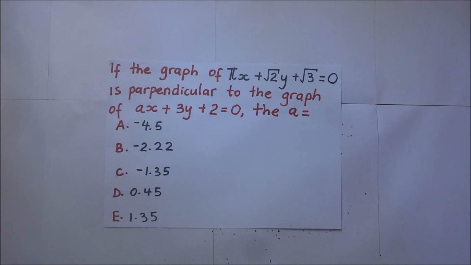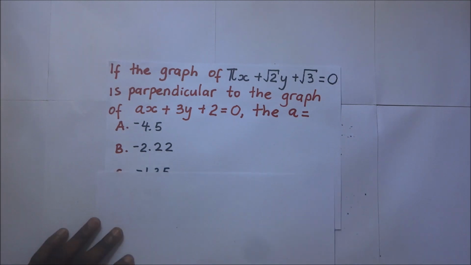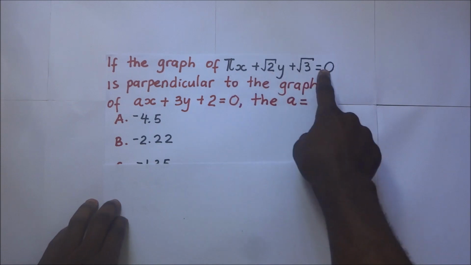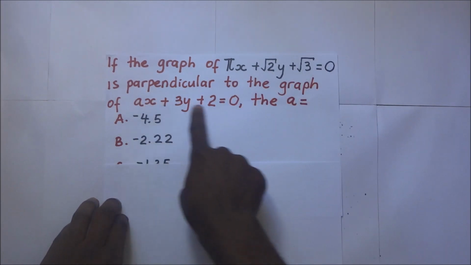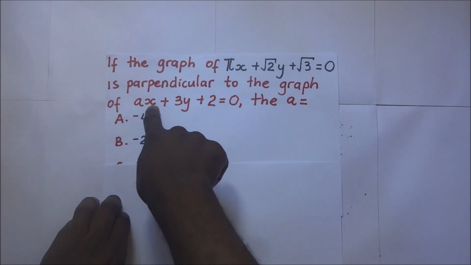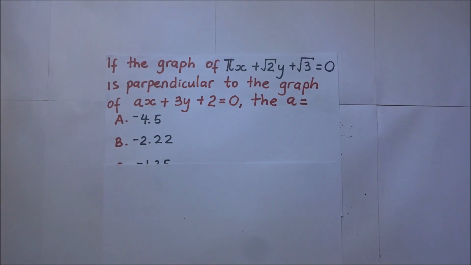In this question, they're telling us that if the graph pi x plus square root of 2y plus root of 3 is equal to 0 is perpendicular to this graph, then what is A? Now, they're asking us to find the value of A. If you look at this graph, it is perpendicular to that graph, and we find that this A they are asking is actually a coefficient of x. We all know that in the form y is equal to mx plus c, the value of m is the coefficient of x. Let me write it here.